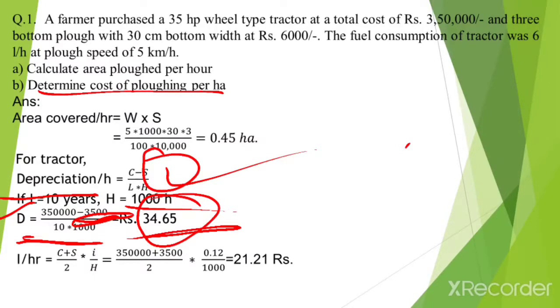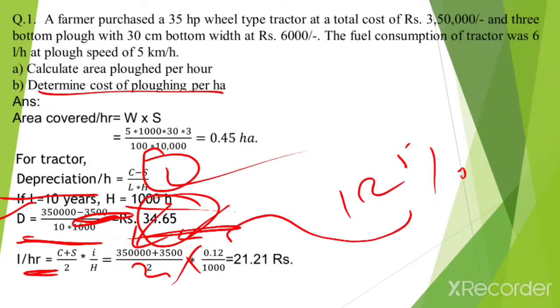Now I means total interest cost, which is equal to C plus S divided by 2 into I divided by H, and this cost is per hour. So we know the initial cost, then salvage value, divided by 2, into the interest rate, which is considered as 12%, and that percent is converted into decimal, so 0.12, divided by total working hours 1000, is equal to 21.21 rupees, which will be the total interest cost.